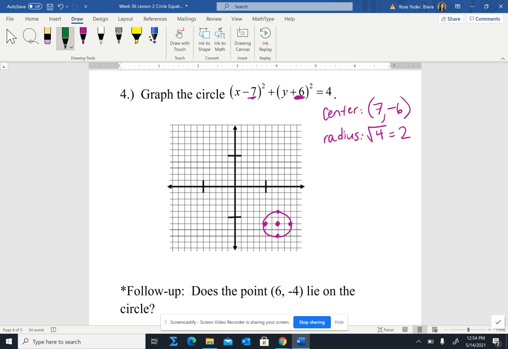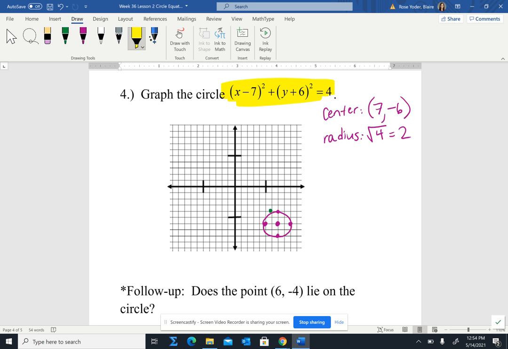And then the follow-up question is, does the point 6, -4 lie on the circle? Gosh, that's really hard to tell. It might. It comes close to the circle. Here's what I'm going to do because I can't really tell from the graph all that well. So I'm going to use the equation.